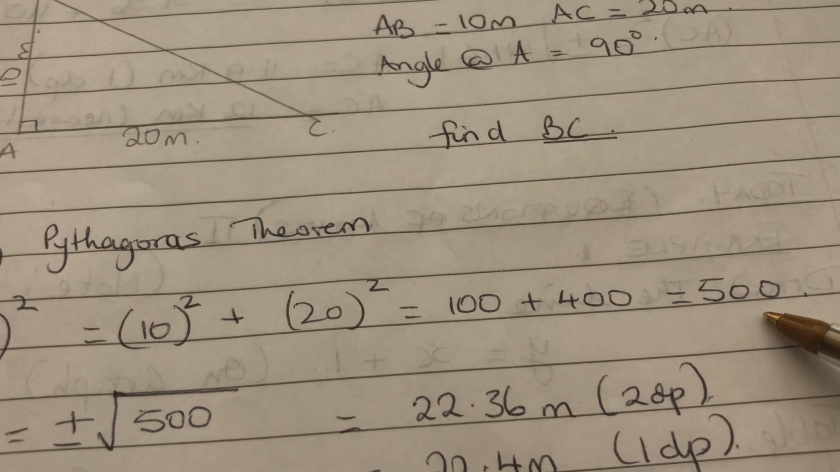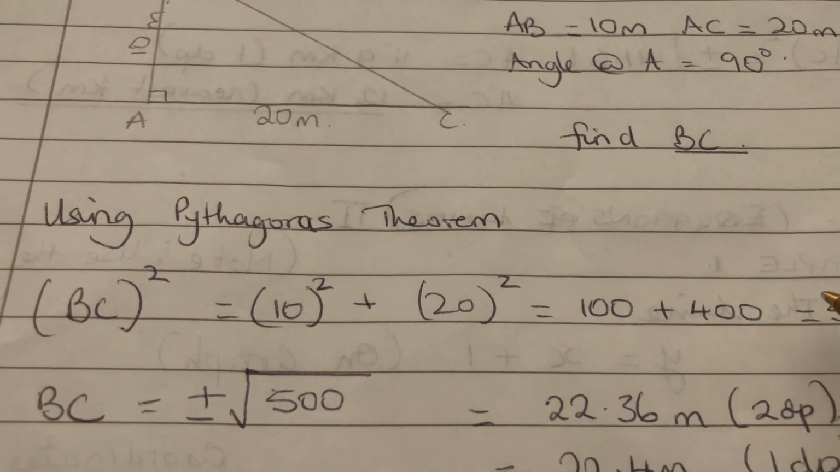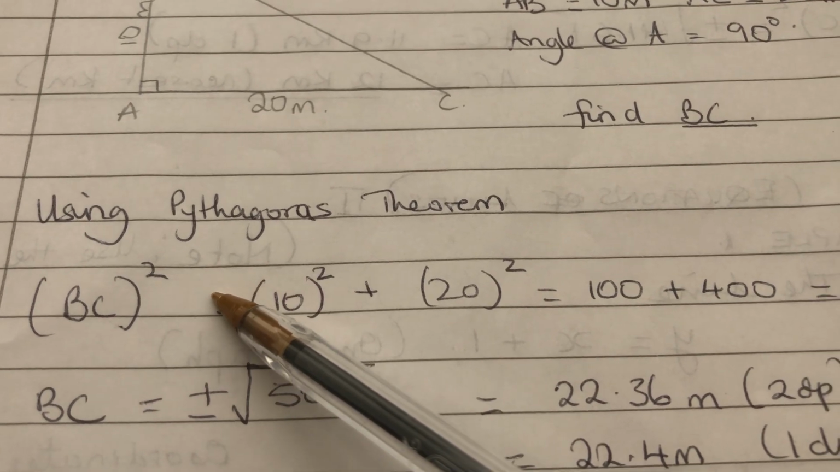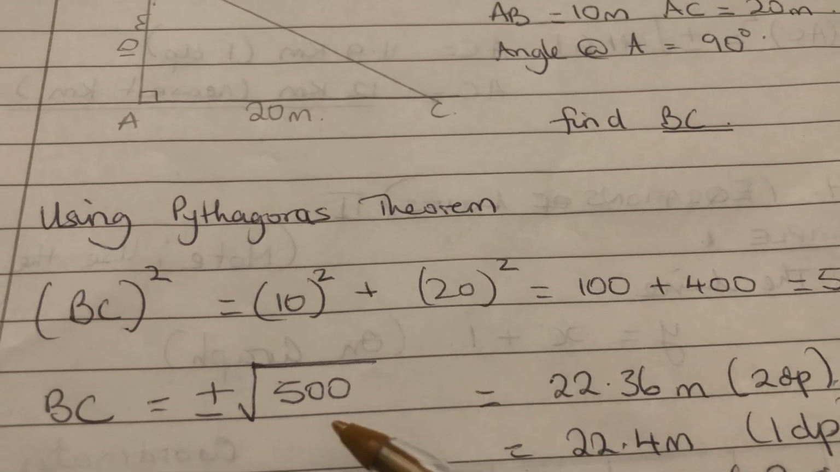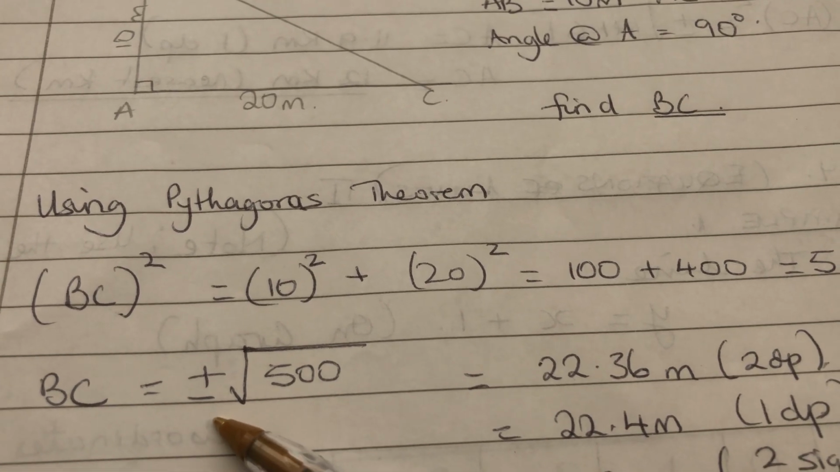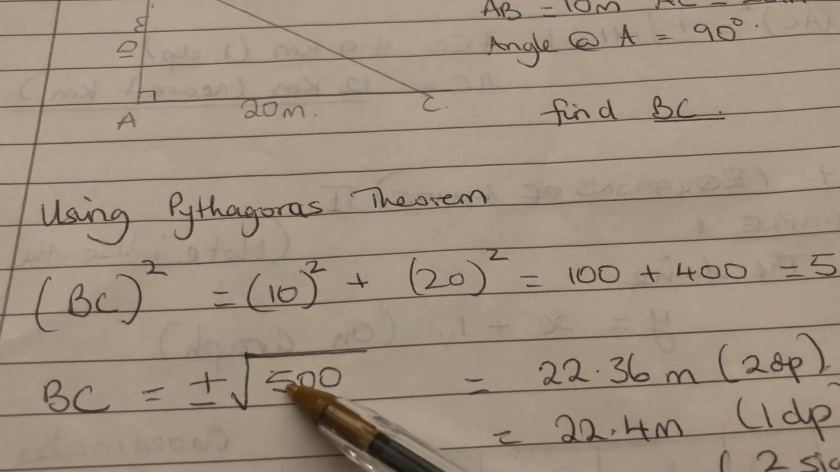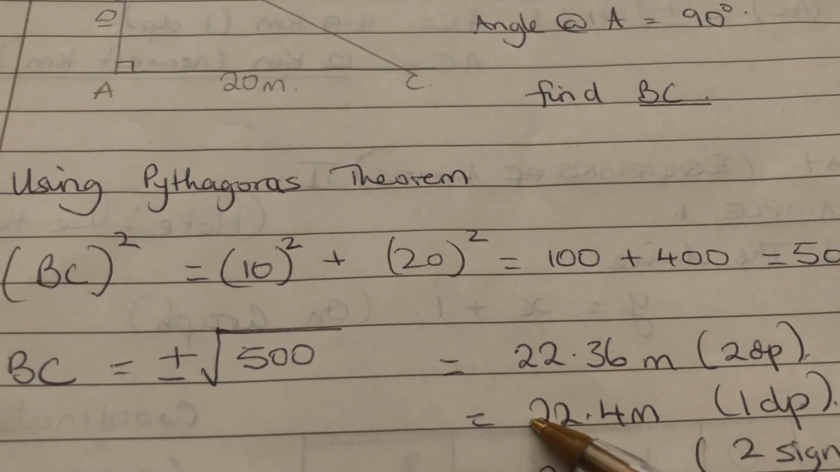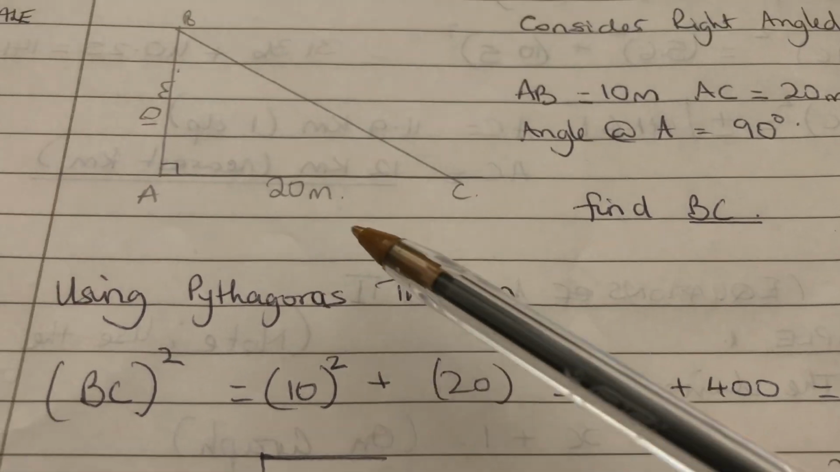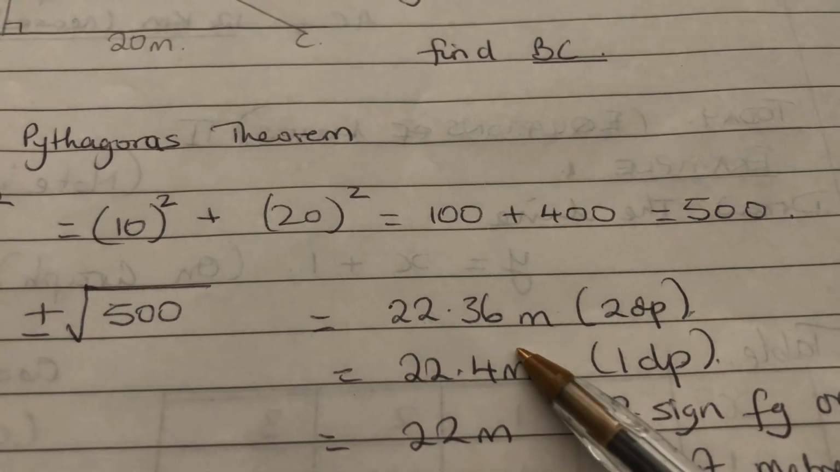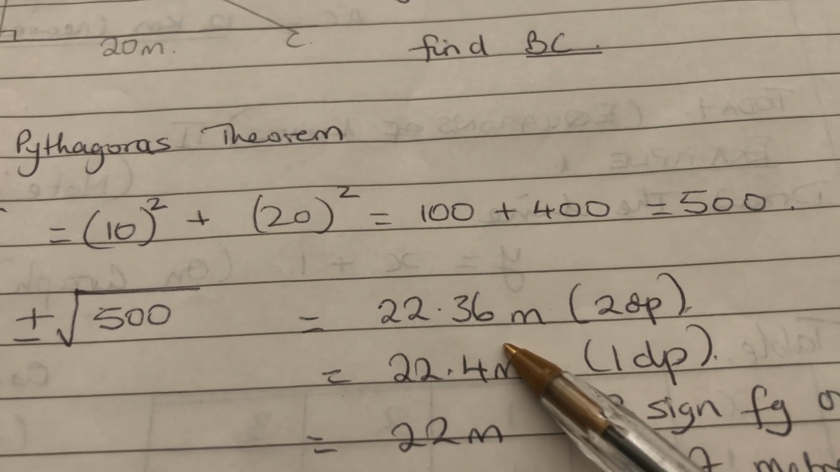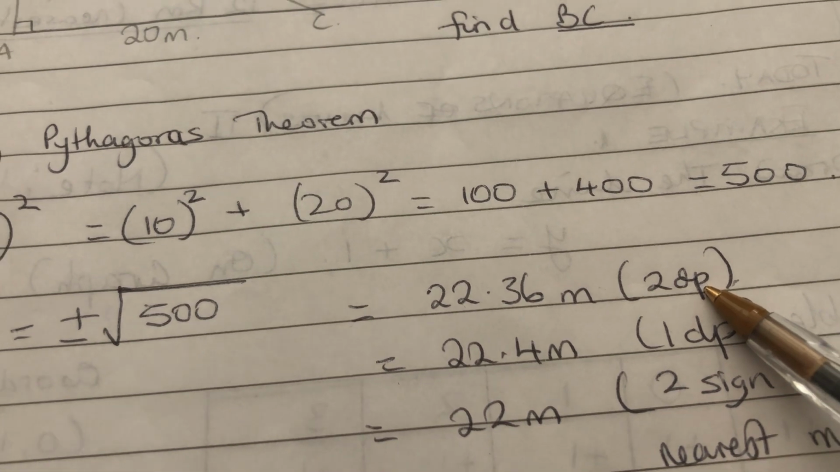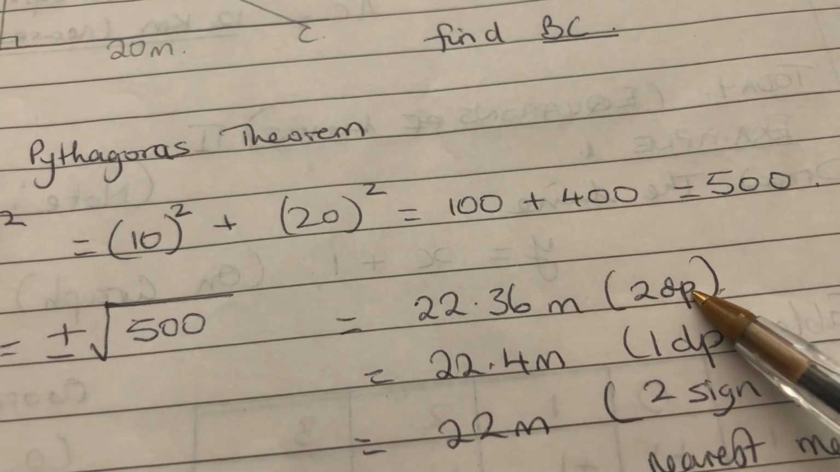So 100 plus 400 is 500. Okay, so BC, the length we want squared, is 500. Now BC is plus or minus the square root of 500. So if you use the calculator properly, BC, the length, is in meters, so our answer will be in meters, 22.36 meters. That is if they ask you to leave your answer to two decimal places.